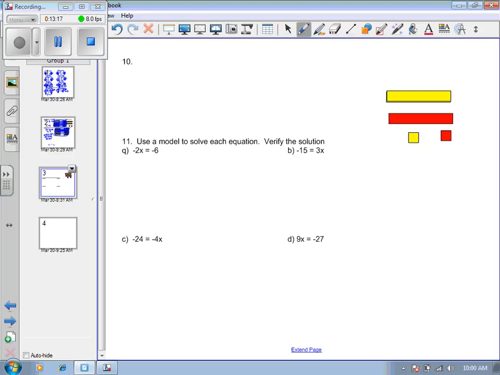Says to use models here. So I have negative 2x on this side. I have negative 6 on this side. I'm going to divide by negative 2. Whatever I do to one side, do to the other. X is now equal to negative 3.